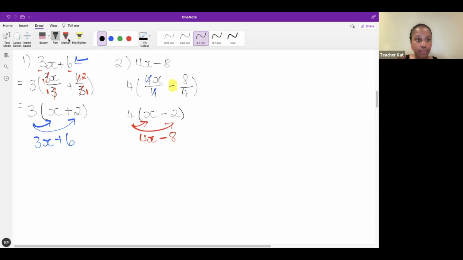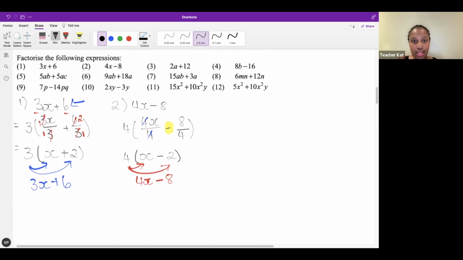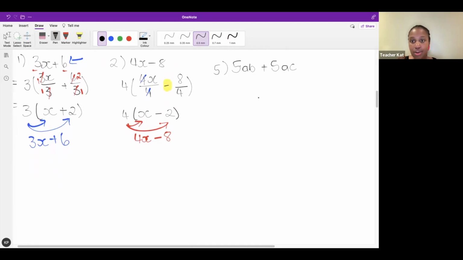Okay. Let's do a slightly more challenging one. Let's go with number 5. It says 5ab plus 5ac. We're starting with the numbers, okay? Is there a common factor between the two numbers that I have here? What is my common factor between these two numbers? 5ab, 5ac. It's a 5, so I can remove the whole 5, right?